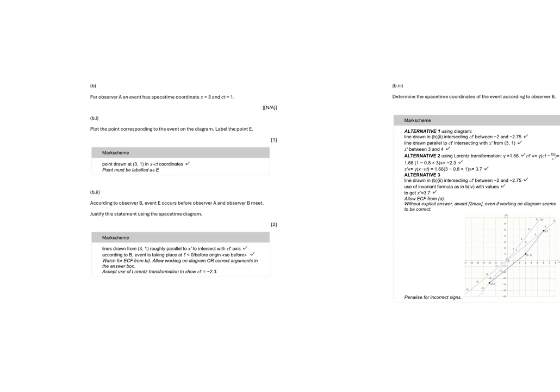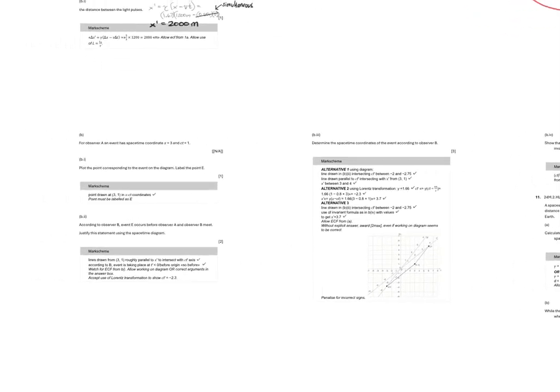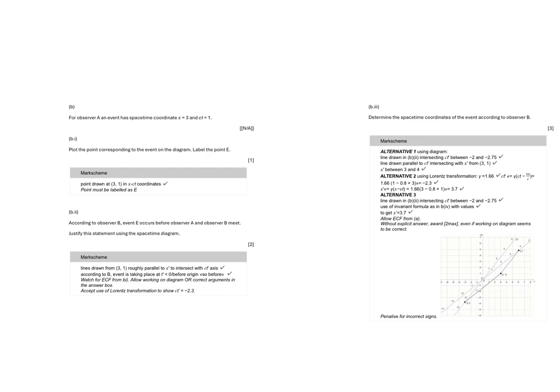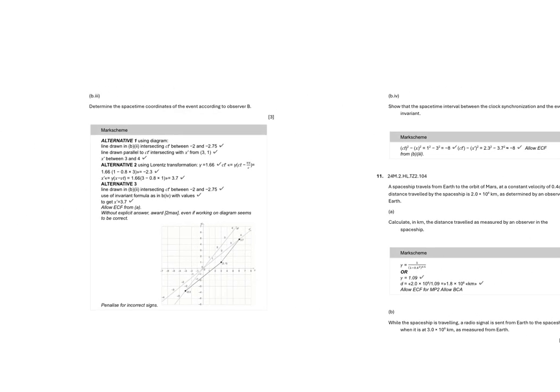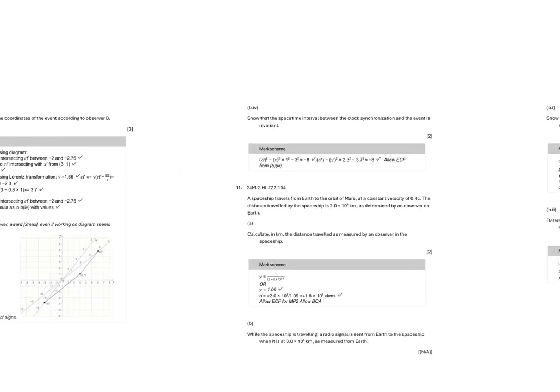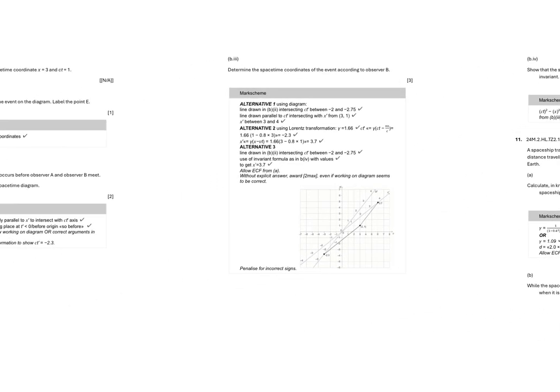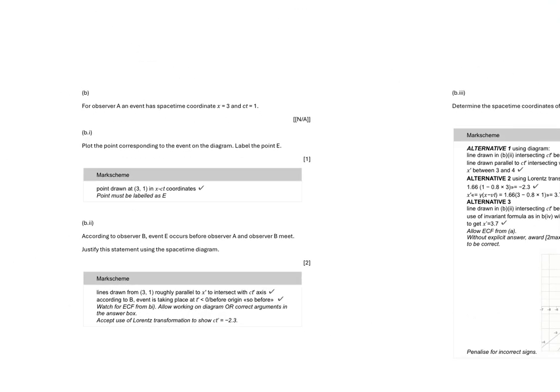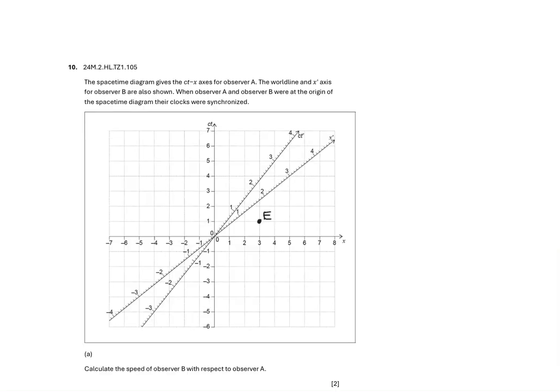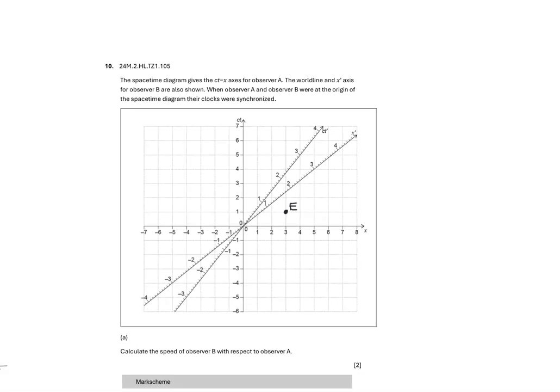Ooh, look at that. The problem continues. It continues a lot. We have B, B I, B double I, B triple I, B IV, and then it goes to 11. All right, let's keep going. So here we have, for an observer A at an event that has space-time coordinates of x equals 3 and ct equals 1, plot the point corresponding to the event on the diagram, label the point E. That's easy. Let's go back to the diagram. Here it is, point E, x equals 3, ct equals 1.